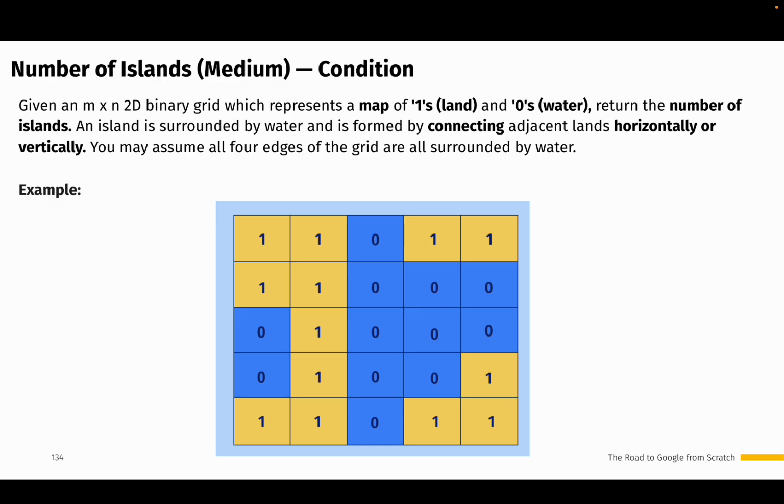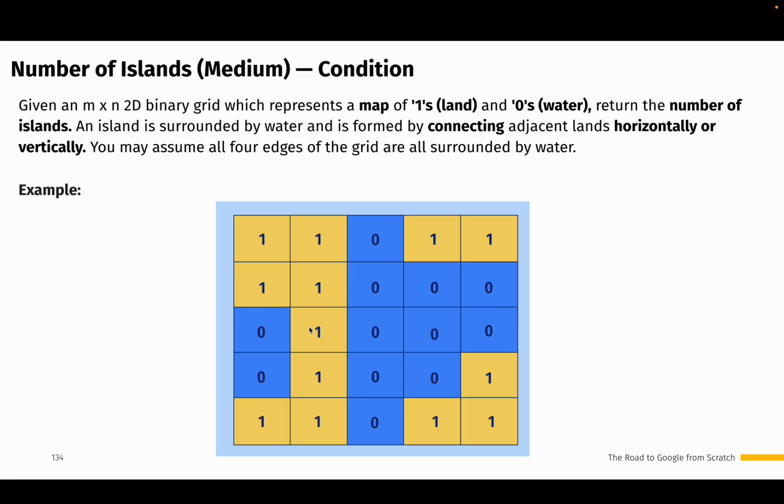The idea of this problem is that we have a grid, in other words, a matrix, representing an area where each cell's value is either 1, which represents land, or 0, which represents water. And the borders of this grid are also considered water. So we need to find how many islands exist in this area.